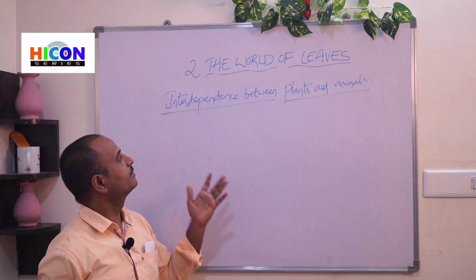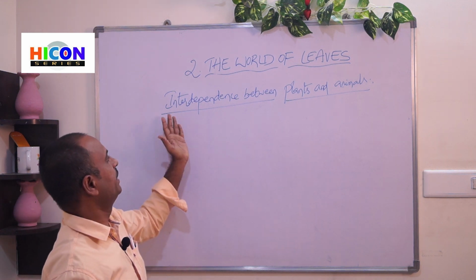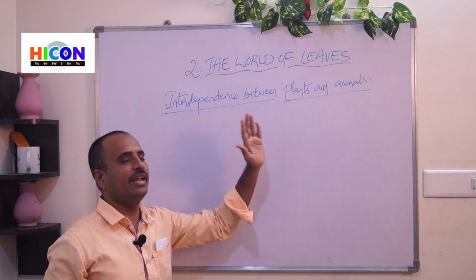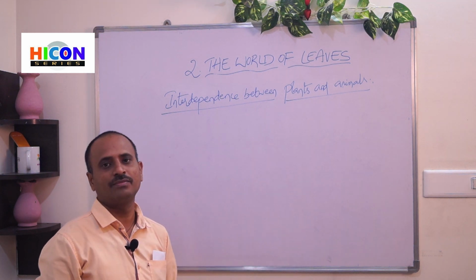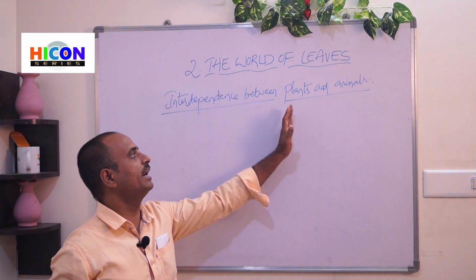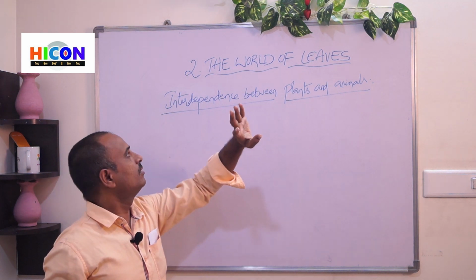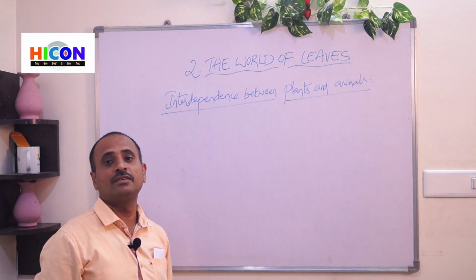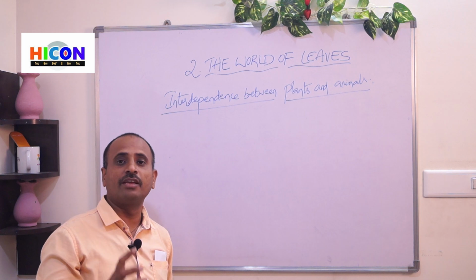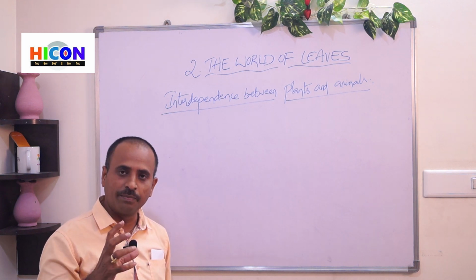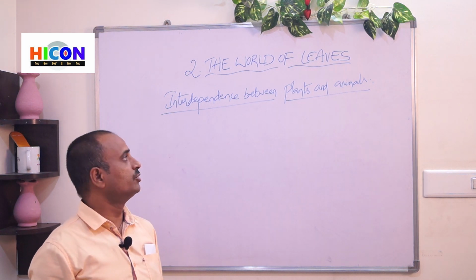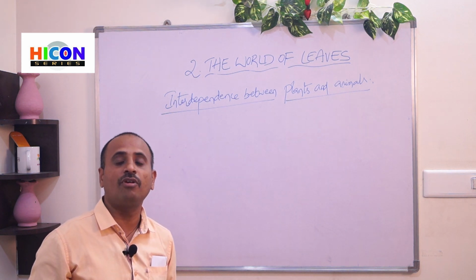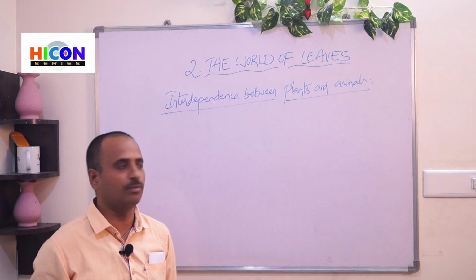The next topic in this chapter is interdependence between plants and animals. That means how plants and animals are dependent on each other. So what is the relation between plants and animals? In the previous topic we discussed that leaves can prepare their food with the help of the chlorophyll present in them. During photosynthesis, the leaves give off oxygen into the atmosphere.